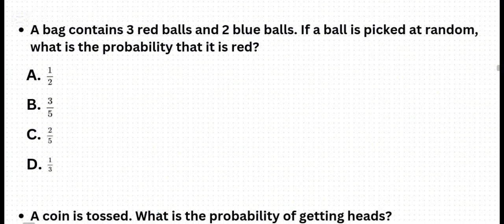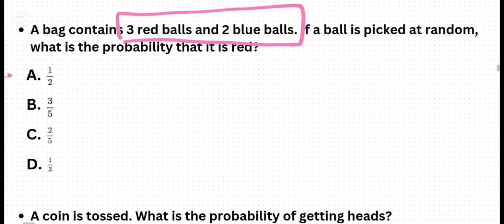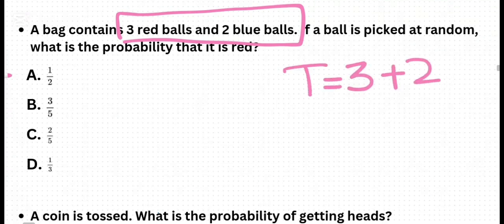A bag contains 3 red balls and 2 blue balls. If a ball is picked at random, what is the probability that it is red, right? Option A is 1 by 2, option B is 3 by 5, option C is 2 by 5, option D is 1 by 3. If you see, firstly we have to find the total, right? So total balls are 3 red balls and 2 blue balls. So T is equal to 3 plus 2 is equal to 5, right?